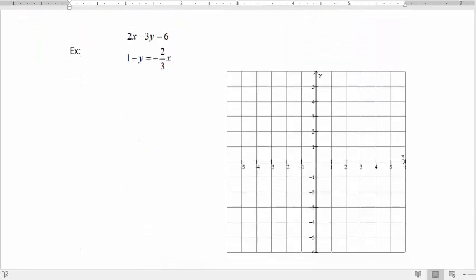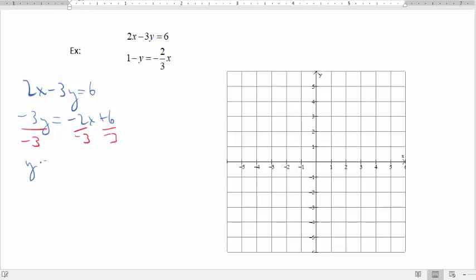So another one here, this one also we have to now put into the y equals mx plus b form. So we have 2x minus 3y equals 6. So I'll subtract 2x, and I'll have negative 3y equals negative 2x plus 6. And then if I divide everything by negative 3, just watch your signs here. This becomes y equals positive 2/3 x minus 2. So my slope is 2/3, and my y-intercept is negative 2.